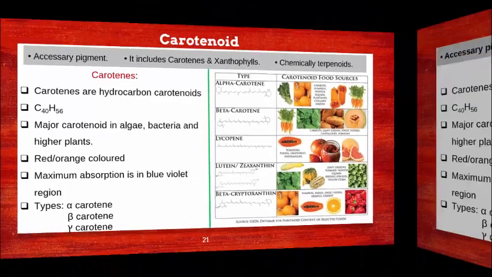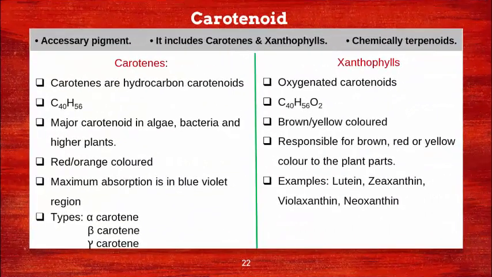Now let's see xanthophylls. Xanthophylls are oxygenated carotenoids and can be called oxygenated carotene. Formula is C40H56O2. It is a brown or yellow colored pigment. Lutein, zeaxanthin, violaxanthin and neoxanthin are examples of xanthophylls.